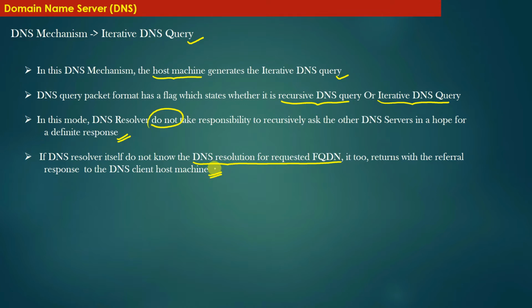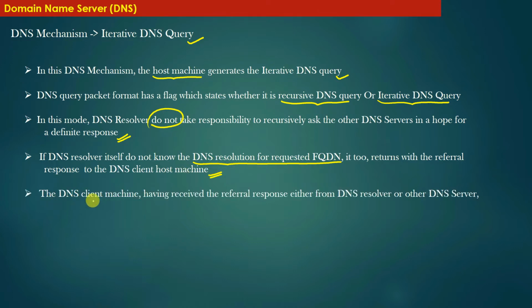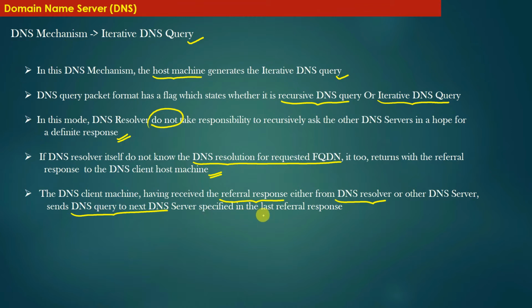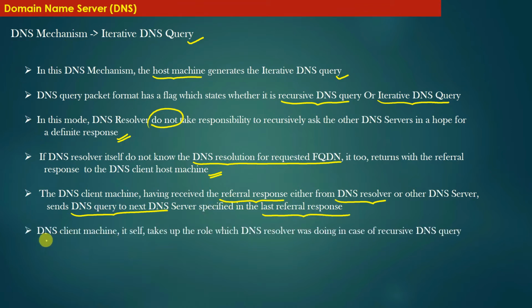So we are going to discuss all these steps more elaborately with the help of an animated diagram on the next slide. The DNS client machine, having received the referral response either from the DNS resolver or another DNS server, sends out the DNS query to the next DNS server specified in the last referral response. So the DNS client machine itself takes up the role which the DNS resolver was doing in the case of a recursive DNS query.